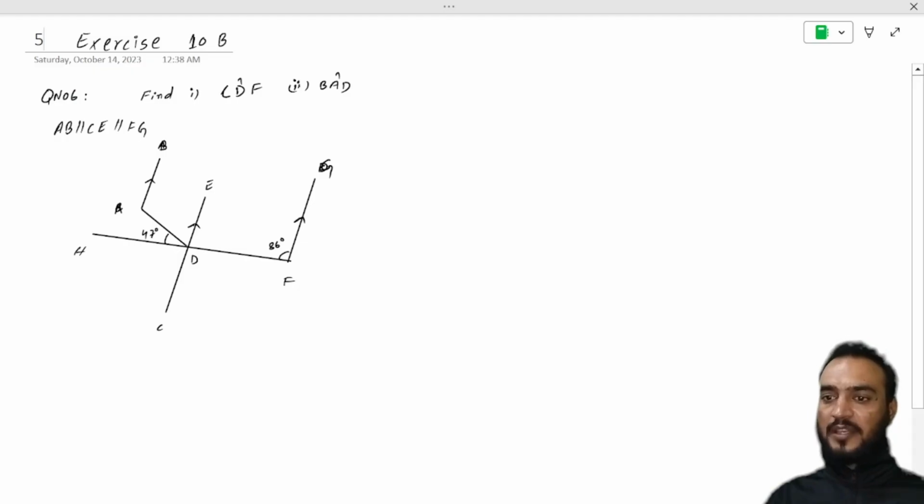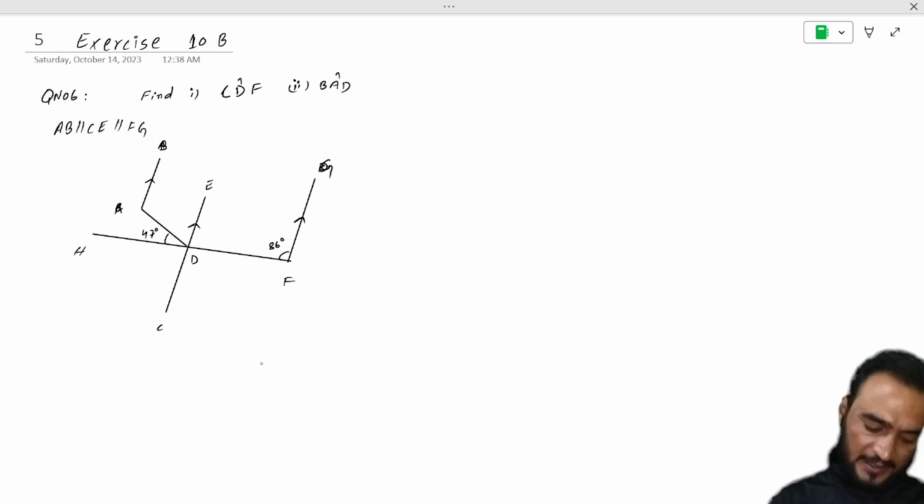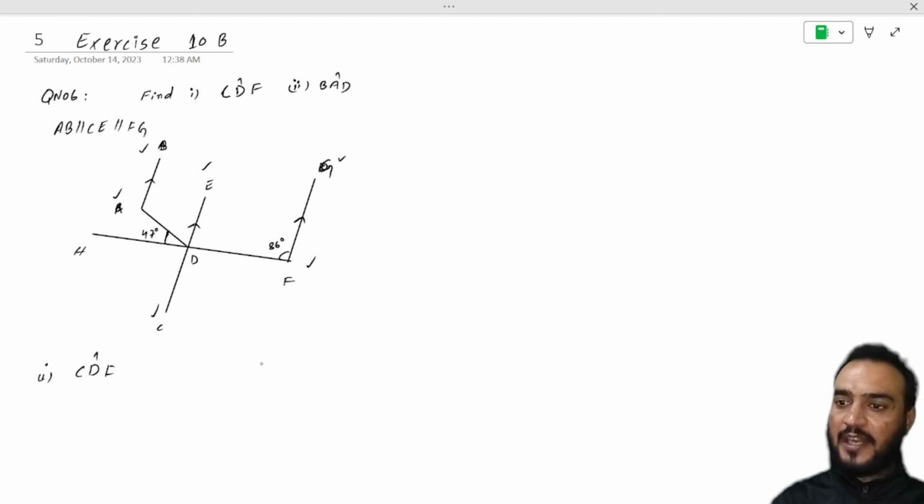So let us move toward question number 6. Here is the line AB, CE and FG. These are the three lines which are parallel to each other. This is the angle which is equal to 47 degrees and this is the angle which is equal to 86 degrees. First of all, we have to find in part 1 the angle CDF. So let us see how we can find that angle.